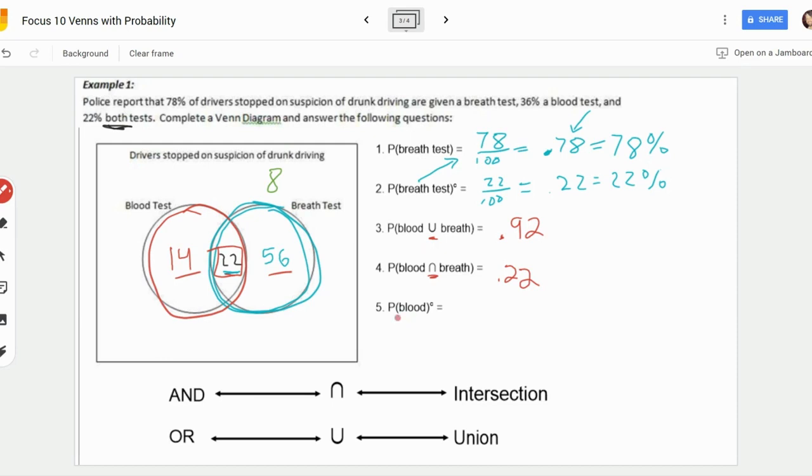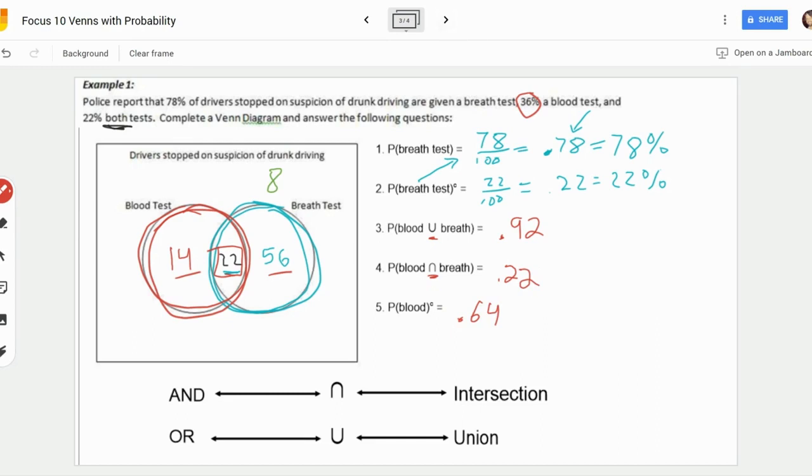All right, and then the probability of the blood test complement would be: what are all of the blood tests? Together that's 36, but we want the complement of that, like the opposite of 36%, and that would be 64%. I just subtracted from 100. So complement means the opposite out of the total, essentially.